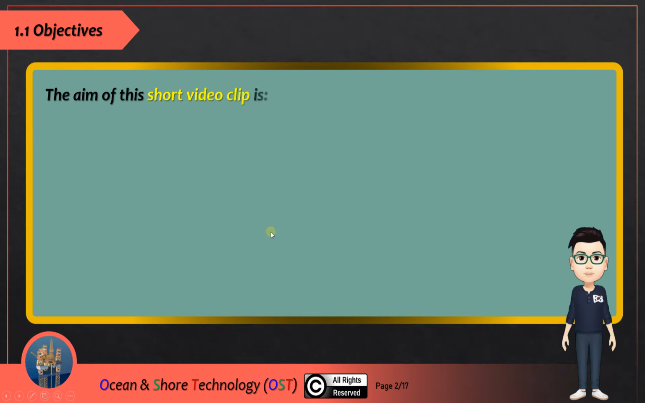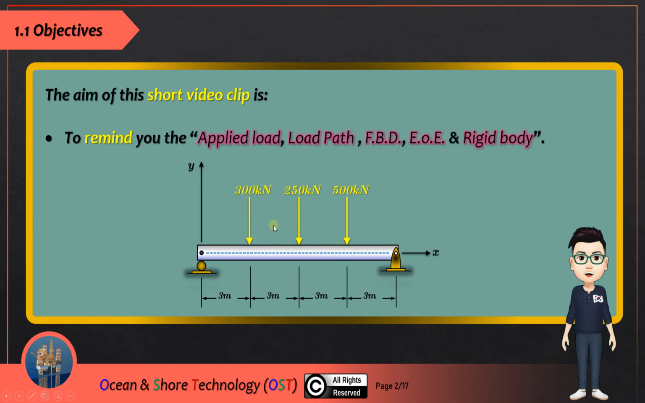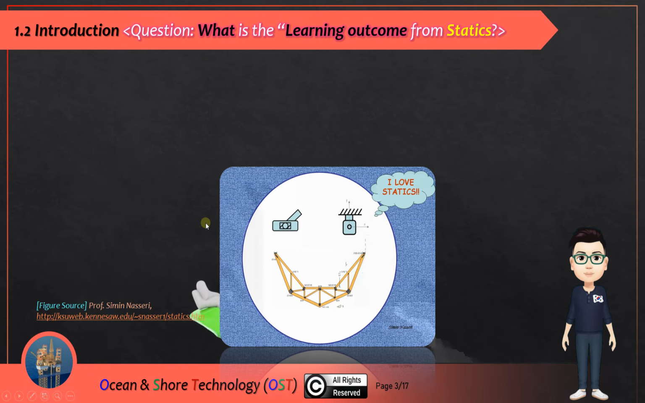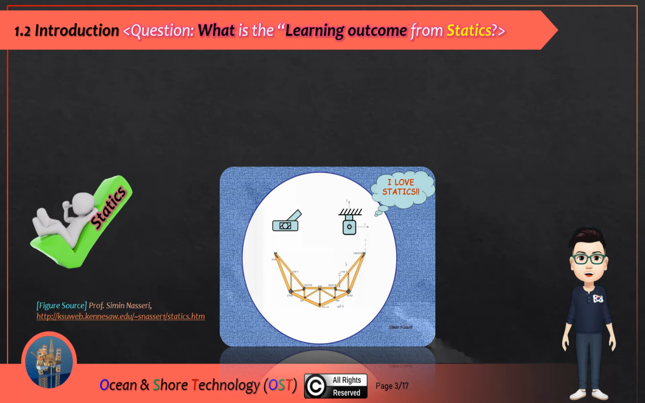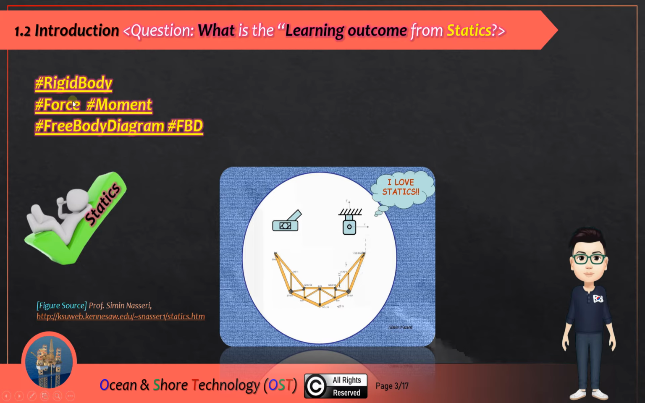So the aim of this short podcast is to remind you of our learning outcomes about the applied load, load path, free body diagram, equations of equilibrium and rigid body, and so on. So let's think about what the learning outcomes from statics were. We have learned a lot, but basically we'd like to highlight these things. The rigid body matters, and all the time we discussed the applied force and the moment, which is the applied load, and the free body diagram, which we call the FBD, is truly important.